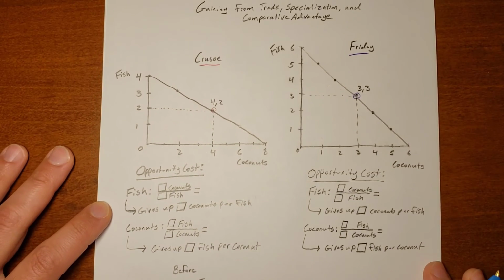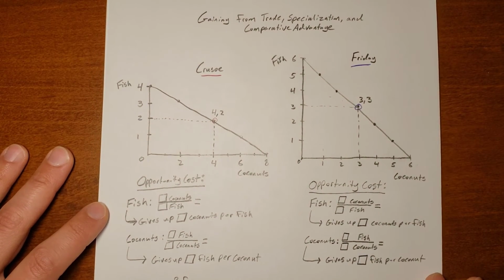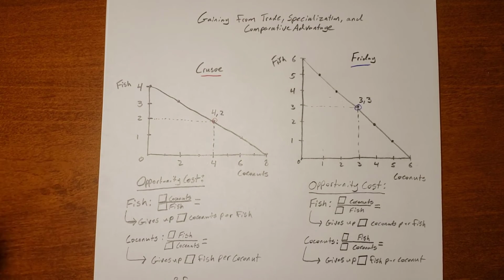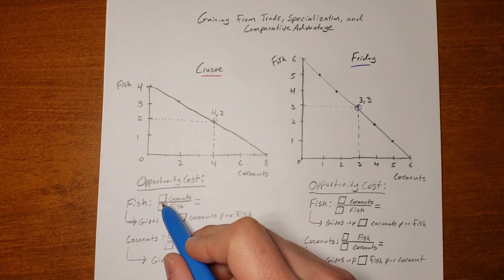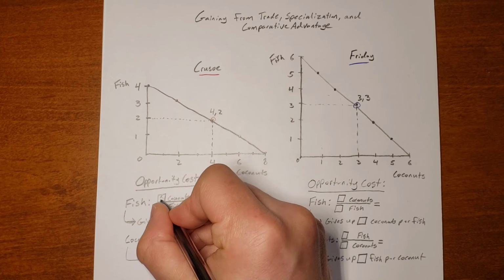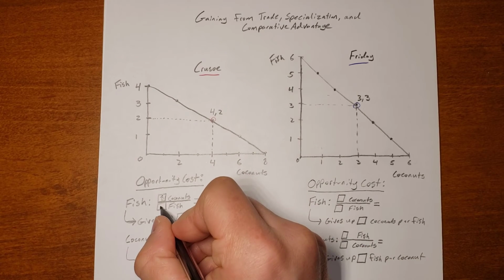Well, we've got to do a little bit of math here to understand their comparative advantage. Now, there are some shortcuts here because technically the comparative advantage and absolute advantage are going to be the same in this case, but I want to go through the process of determining the comparative advantage so that you understand how to do it. So let's first look at Caruso. We've already done this before. Caruso can produce a maximum of 8 coconuts and a maximum of 4 fish.